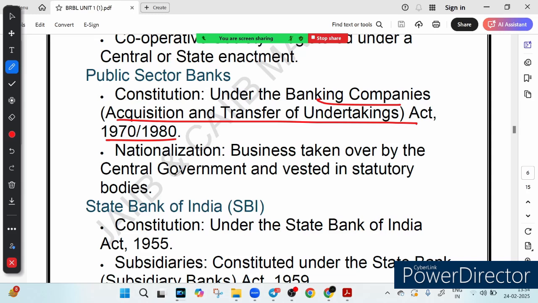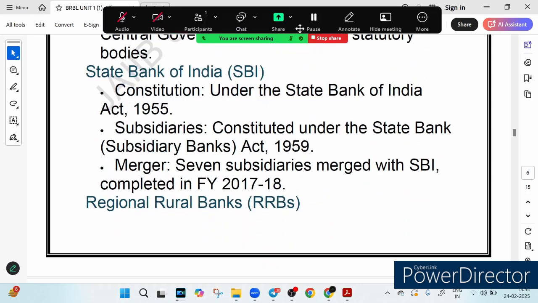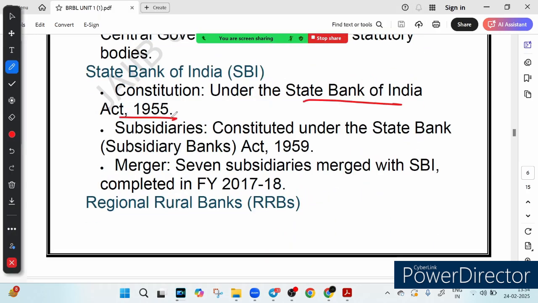Now SBI is a special case. Why is SBI a special case? Because it was created under the SBI Act 1955. You must know it, and you know that it is the big daddy of Indian banking. And did you know that it used to have 7 subsidiary banks, right? But they all merged with SBI in financial year 2017-2018. So now it is one big powerful bank.